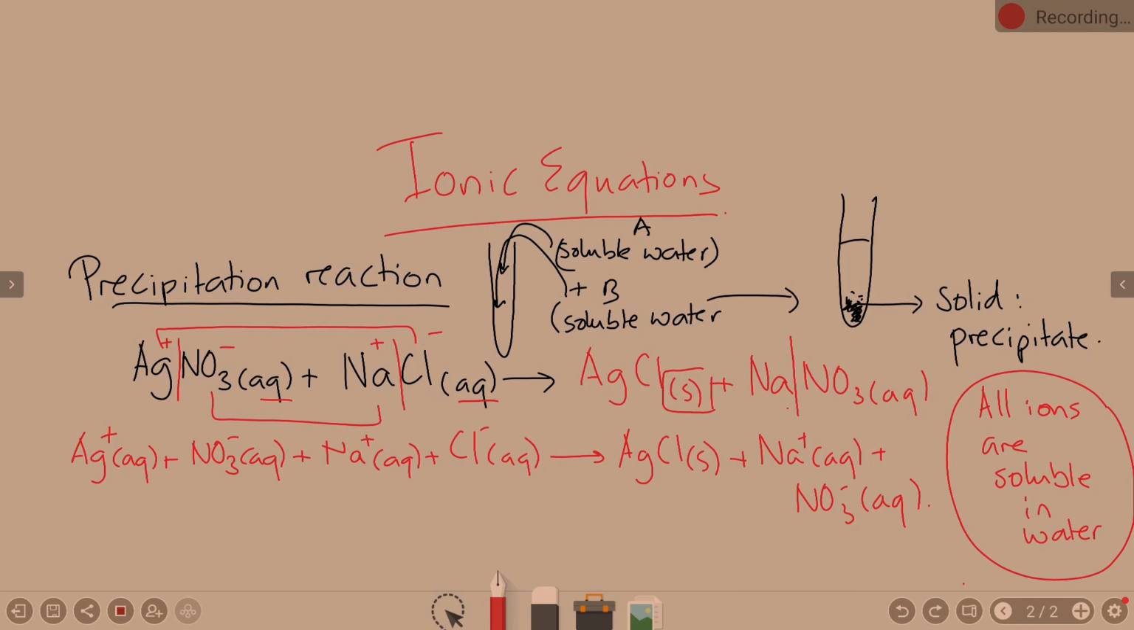Plus or minus? You have to, because they're breaking apart into the cations and the anions that make them up. So I'll repeat. This one here is aqueous. Sorry.